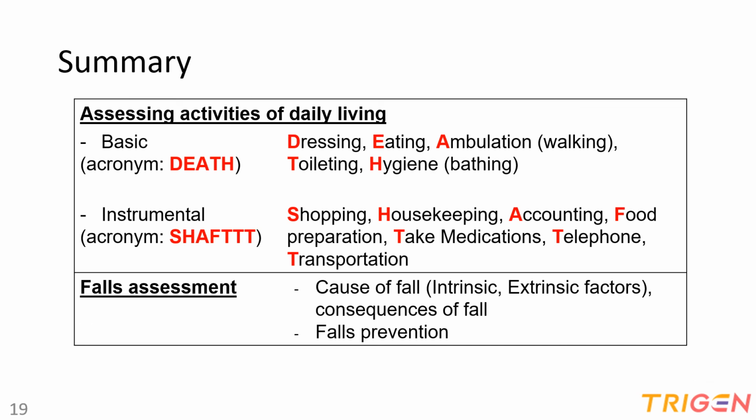Let's summarize what we have learned so far. We have learned how to assess activities of daily living, which can be divided into basic or instrumental. Basic activities of daily living include dressing, eating, ambulation, toileting, and hygiene. Instrumental activities of daily living include shopping, housekeeping, accounting, food preparation, taking medications, telephone, and transportation. We have also learned how to conduct a falls assessment, which includes finding out the cause of fall, which can be either intrinsic or extrinsic, identifying the consequences of the fall, as well as falls prevention.